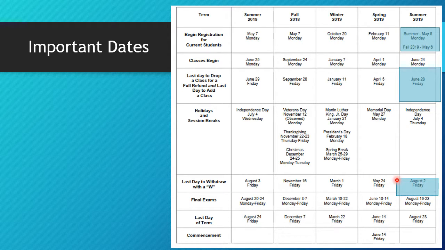So the next important date here is the last day to withdraw with a W, and that's Friday, August 2nd. This will show up on your syllabus quiz, so pay attention to that date here. And then finals week is August 19th through the 23rd. Your final will be due on Wednesday of this week, which I believe is the 21st. And the last day that the term shuts down and grades get submitted is Friday, August 23rd.